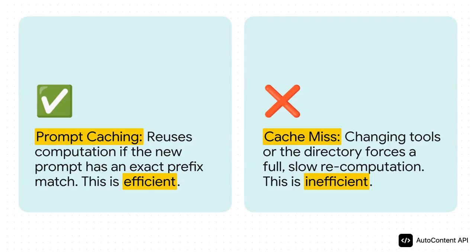The idea is, as long as the beginning of the new, longer prompt is an exact match to the one before it, the system can just reuse its old work and only process the new bit at the end. This is super efficient. But, and this is a big but, if anything changes at the beginning, like a new tool is added or you change the folder you're in, it causes what's called a cache miss, and that forces a slow, expensive recalculation of the entire thing. So the key takeaway here is that agents are meticulously designed to keep that history stable to stay fast.